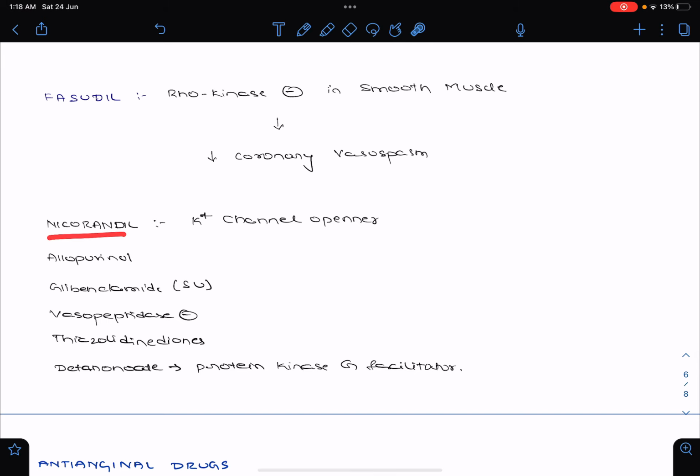So what are the other drugs which can be used for the treatment of angina? We have nicorandil, that is a potassium channel opener. We have allopurinol, that is a xanthine oxidase inhibitor, which is not approved currently. And we have sulfonylureas, that is glibenclamide. We have vasopeptidase inhibitors, which inhibit NEP as well as angiotensin converting enzyme. We have thiazolidinediones, that is pioglitazone. We have ranolazine, trimetazidine, and protein kinase G facilitators.